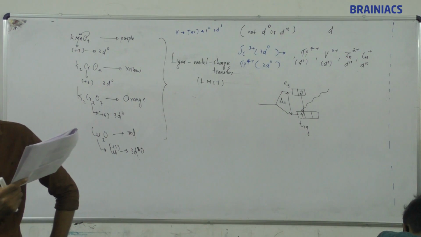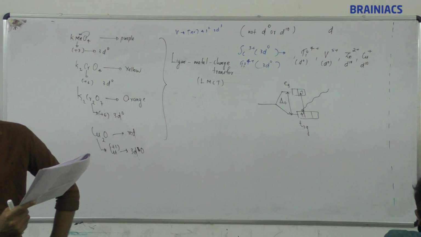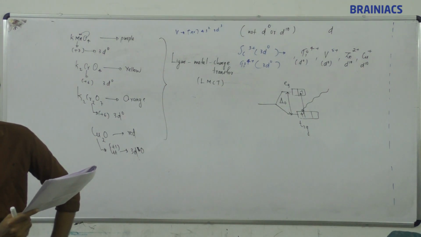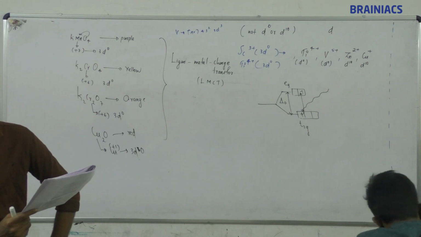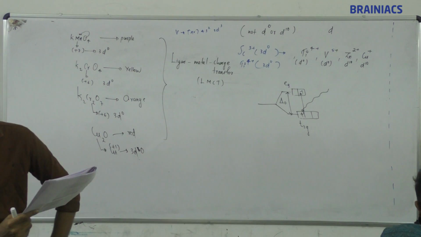The color is blue. Then V3+, configuration 3d2, the color is green. Then V2+, configuration 3d3, color violet. Once again, V4+, 3d1, blue; V3+, 3d2, green; V2+, 3d3, violet. Then Cr3+, 3d3, violet. Then Mn3+, 3d4, violet.